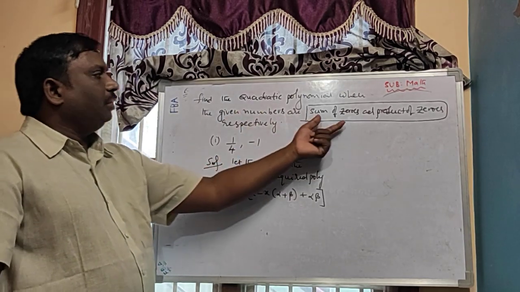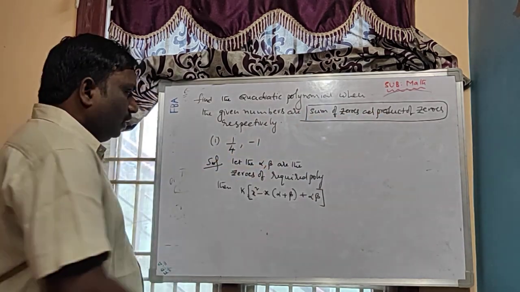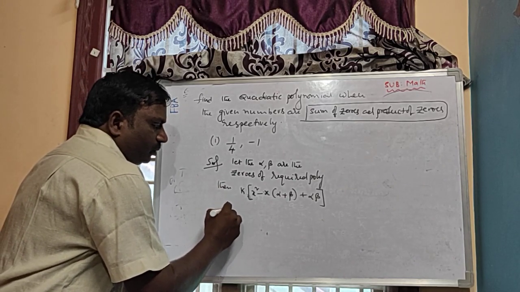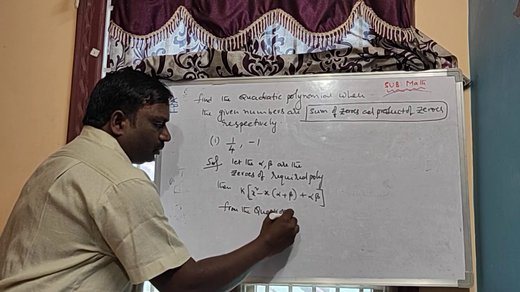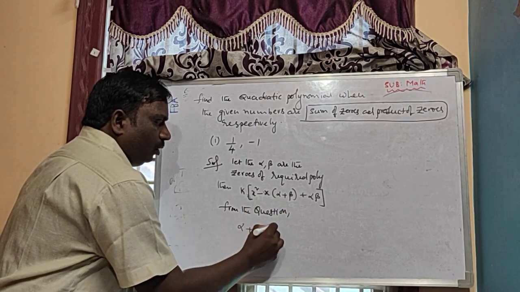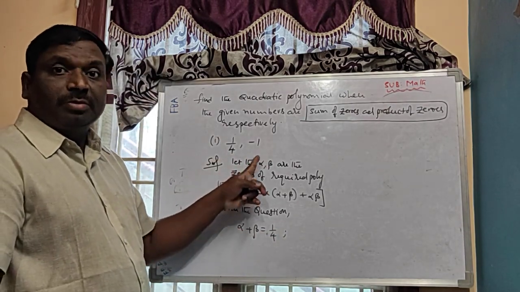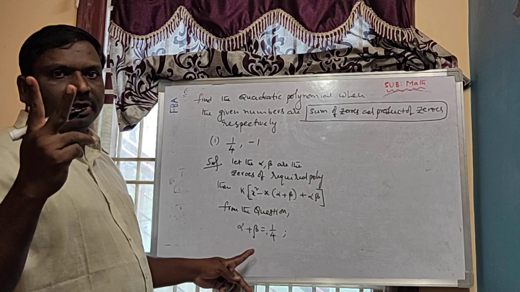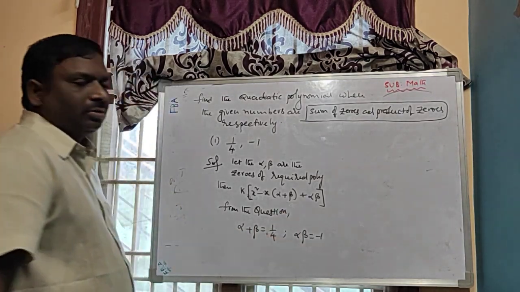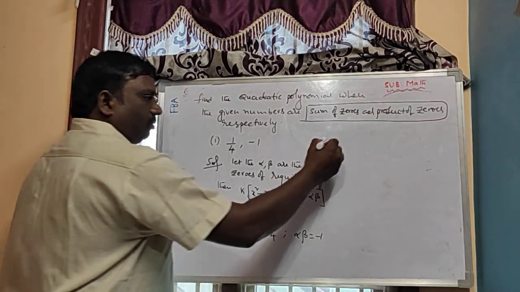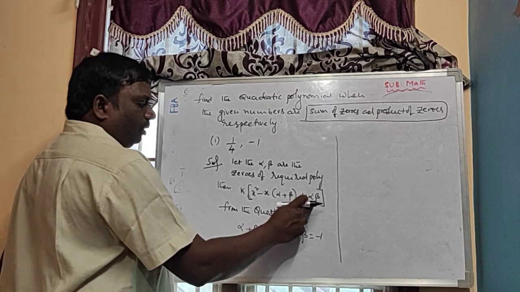In that question, what do they give? The first value is the sum of the zeros and the second value is the product of the zeros. Directly they give it in the question: alpha plus beta equal to 1 by 4. We cannot take alpha as 1 by 4 and beta as minus 1. Remember that one. That is the second method. Only two methods are there. And alpha into beta equal to minus 1. So, substitute the alpha plus beta value here and the alpha into beta value here.